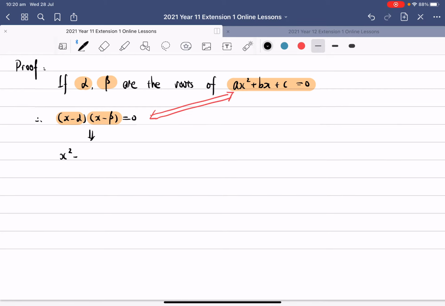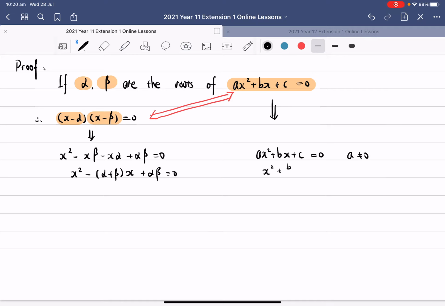We're going to get x squared minus x beta minus x alpha plus alpha beta is equal to 0. So if we factorize, we are going to get alpha plus beta inside, and that's x plus alpha beta is equal to 0. Now on this side here, we end up with ax squared plus bx plus c is equal to 0. I can divide everything by a, since a is not equal to 0. So I can divide by a, that gives us x squared plus b over a, x plus c over a is equal to 0. Okay, so once we finish that, since we know they're equivalent to each other, what we can do now is equating the coefficients.